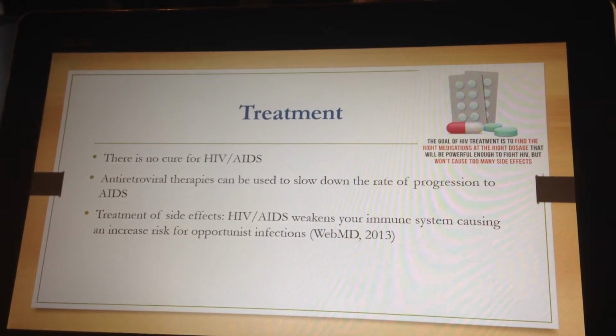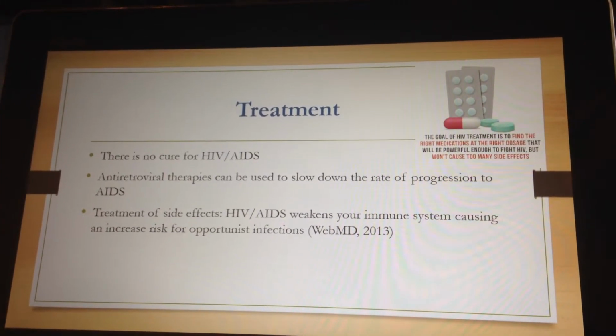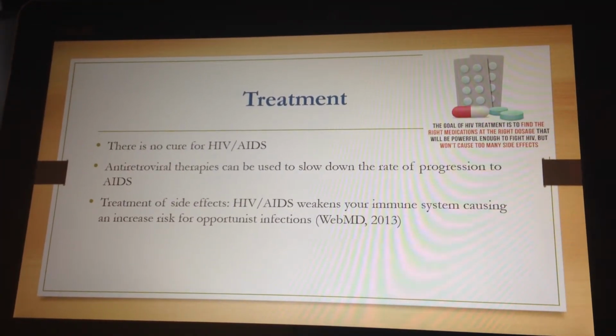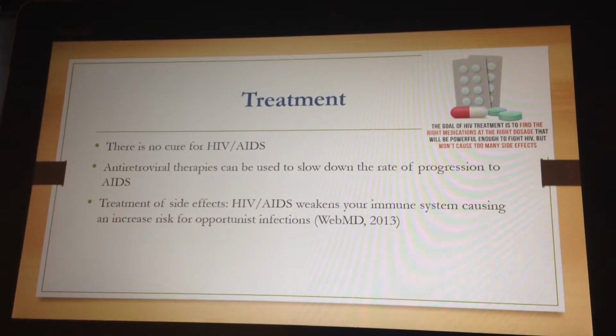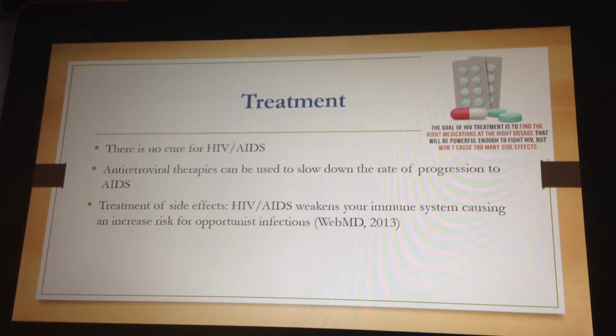Treatment. There is no cure for HIV/AIDS. Antiretroviral therapies can be used to slow down the rate of progression to AIDS. Treatment of side effects. HIV/AIDS weakens your immune system, causing an increased risk for opportunistic infections.